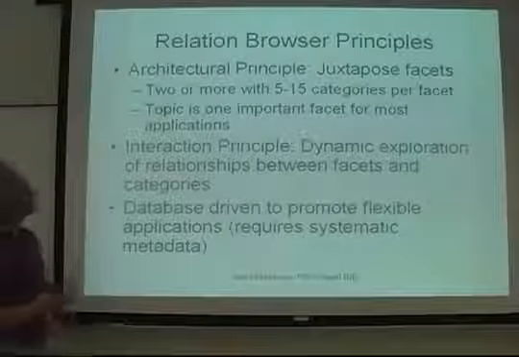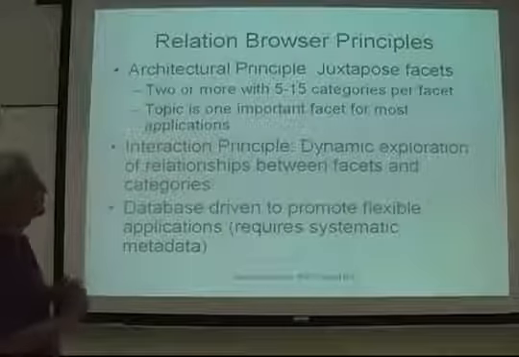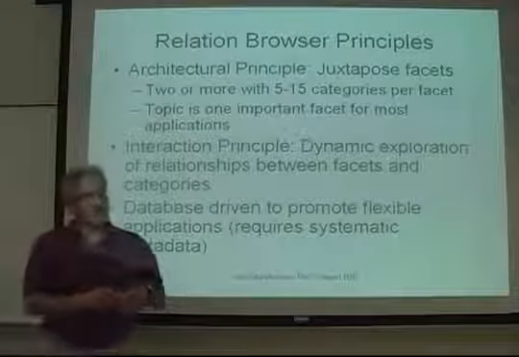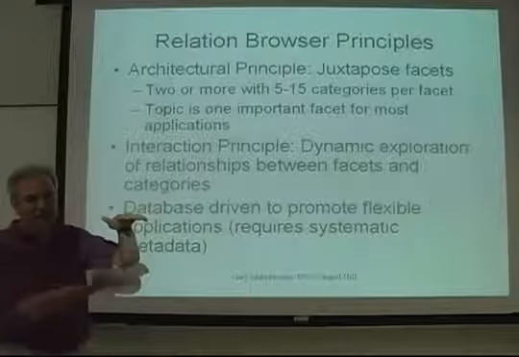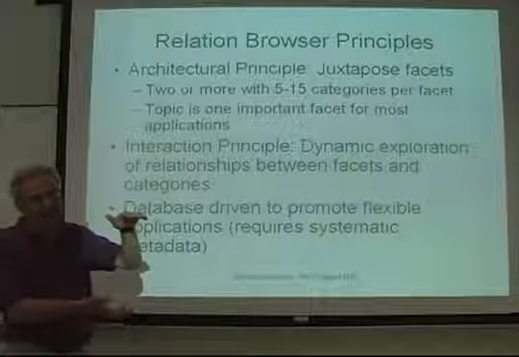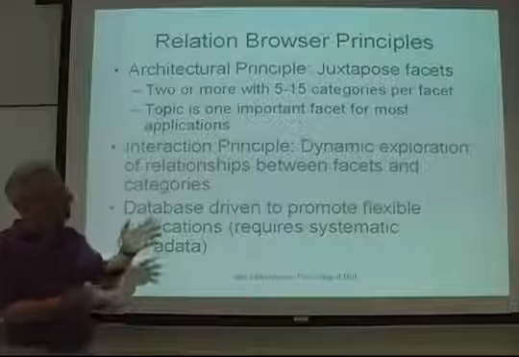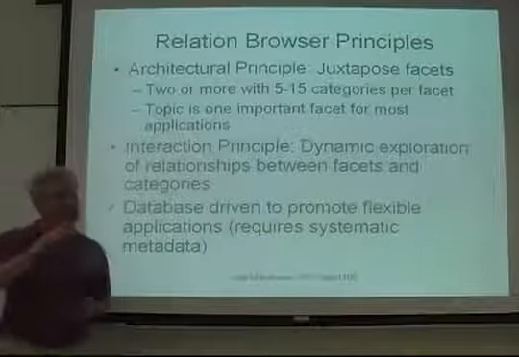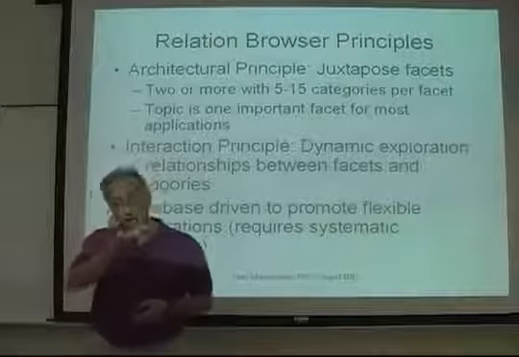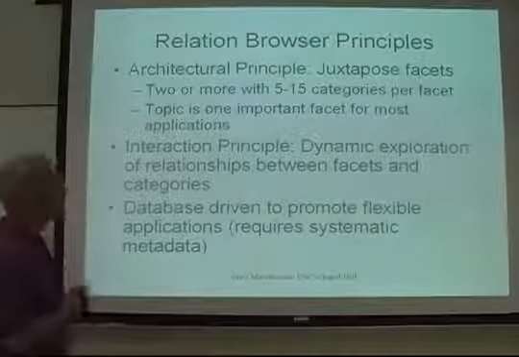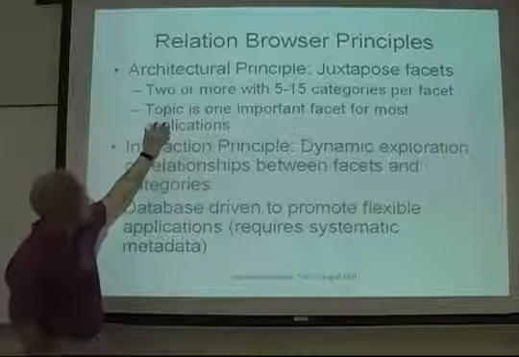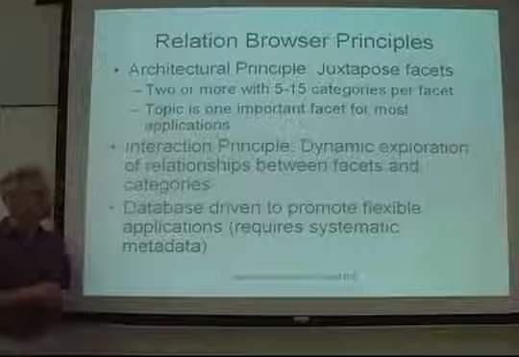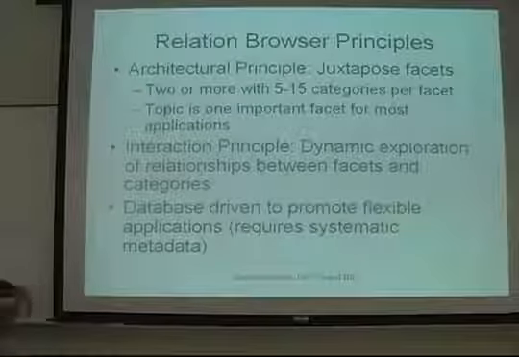Some of the basic principles here: we want to juxtapose the facets with anywhere from 5 to 15 categories per facet. We're very constrained by screen real estate. If you have to scroll, this is a dead-in-the-water kind of application. You can't have any scrolling here. You want everything to be very dynamic and fast. So that limits the number of rows, if you will, or categories within a facet that we can handle. Topic is really one of the most important facets in all kinds of applications, and so that's where we've spent most of our research effort.